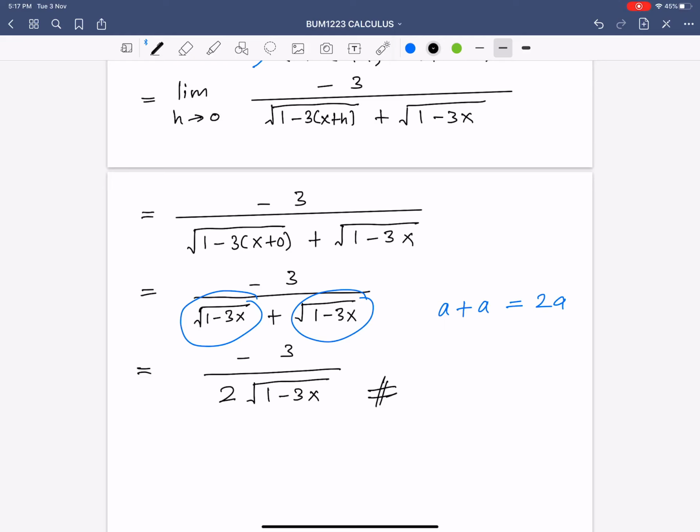I guess two examples are enough because you have more examples in the lecture slides, and you can try the exercises from the tutorial. That's all. Bye-bye.